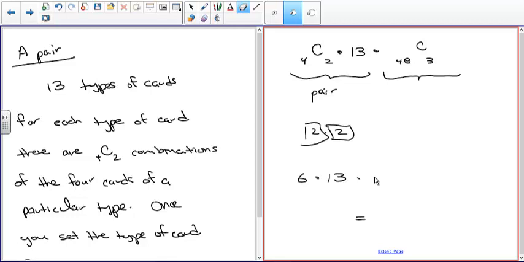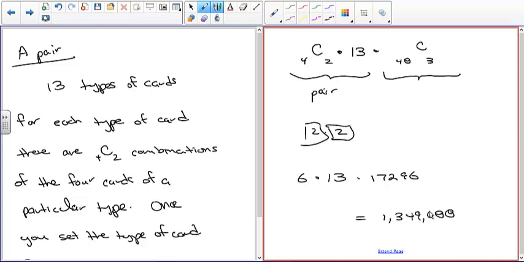Okay, so 48 things taken 3 at a time. Hopefully this is right. Okay, so you get 17,296. So you take that times 13 times 6, and you get 1,349,088.